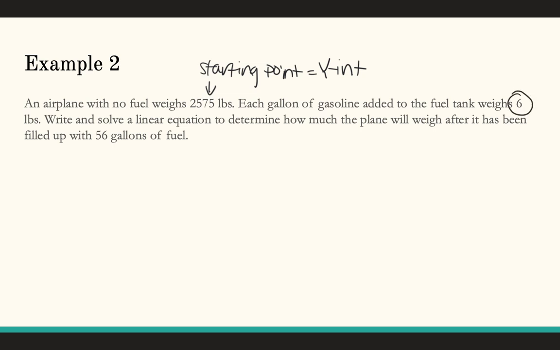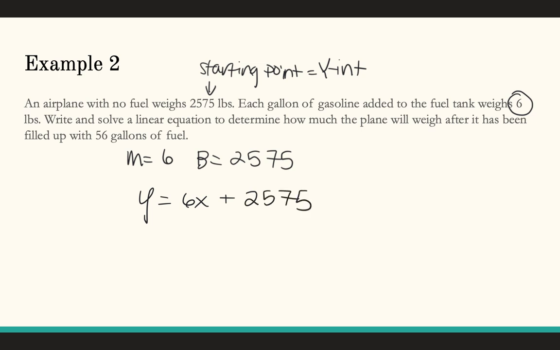We want to know how much the plane will weigh after it's been filled up with 56 gallons of fuel. So we're going to write an equation. Well, we have our slope, or our rate, and that's 6 pounds per gallon of fuel. Each gallon, that helps us understand it. Our b is 2,575. So this is just as simple as y equals 6x plus 2,575. From here, we have a slope-intercept form equation.